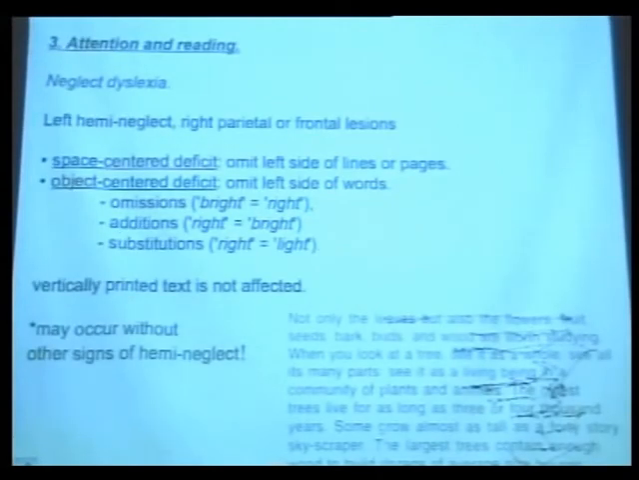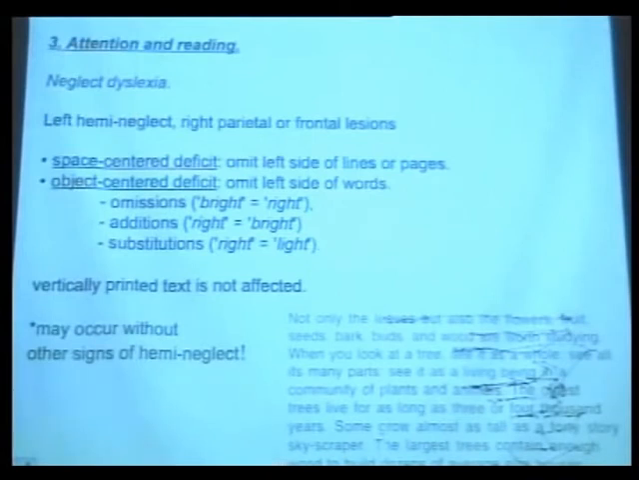Starting to get to the neurology side of things now. Attention and reading. There's something called neglect dyslexia. If you have left hemi-neglect, which is often the case if you have a right parietal frontal lesion, you have trouble reading. And there can be two kinds of things that this will do to you. One is a space-centered defect, where you forget to look at the left side of the page.